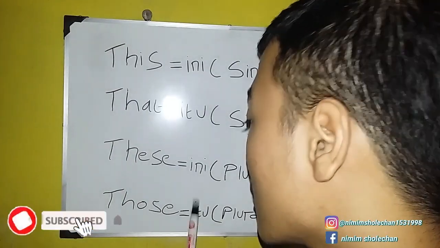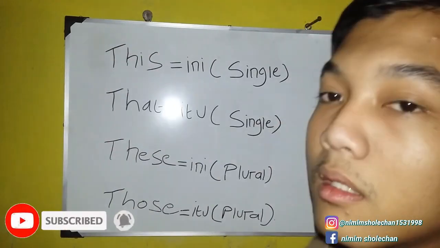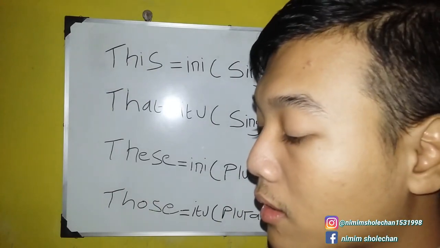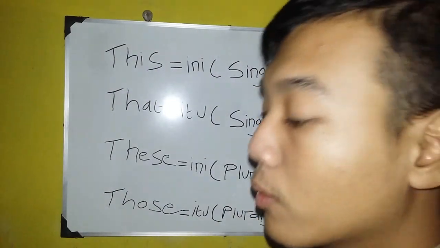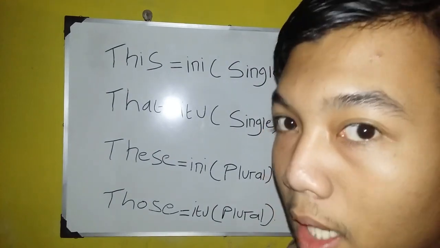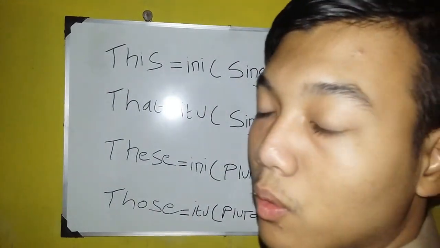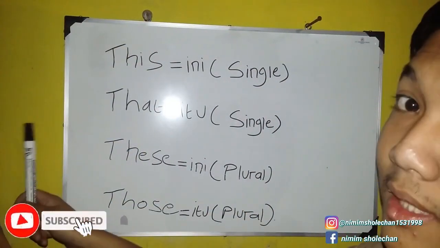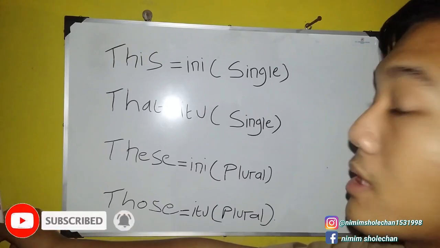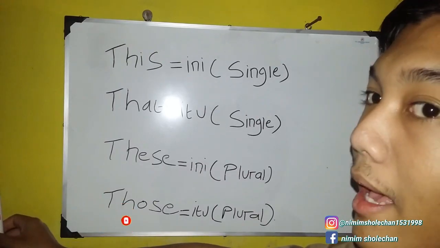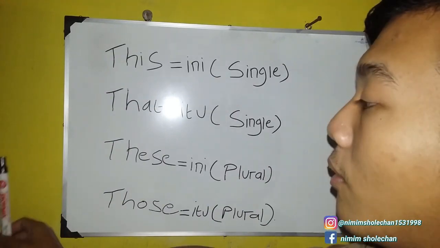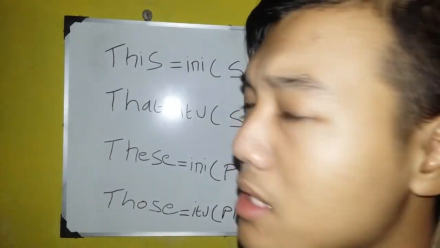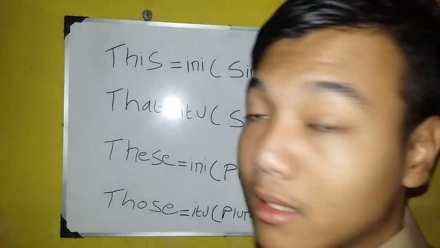So those itu digunakan pada objek yang jauh, untuk menunjukkan objek yang jauh. Artinya itu, like for example, anggap aja ini jauh ya. So those mug and eraser. So yeah, that one. It's a simple thing, isn't it, to understand that one, right?